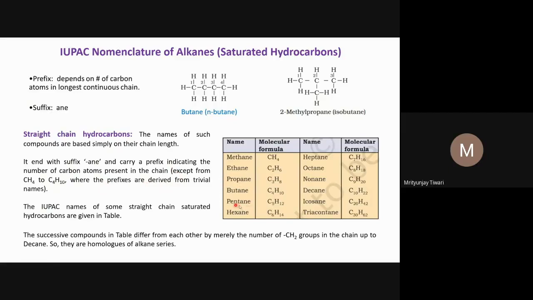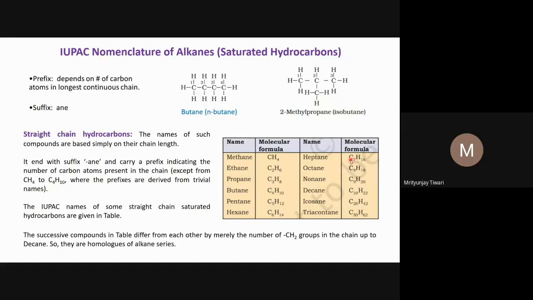From pent, hex onwards, these prefixes denote the number of carbons. But you should remember here that but means 4, prop means 3, eth means 2, meth means 1, although these are derived from the trivial names of the given compounds. The IUPAC names of some saturated hydrocarbons are given here.